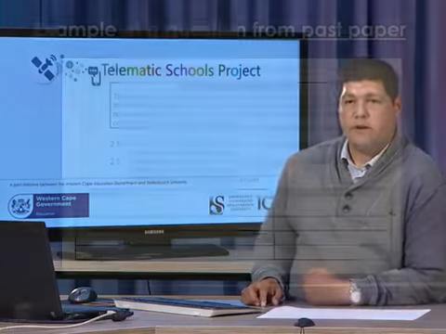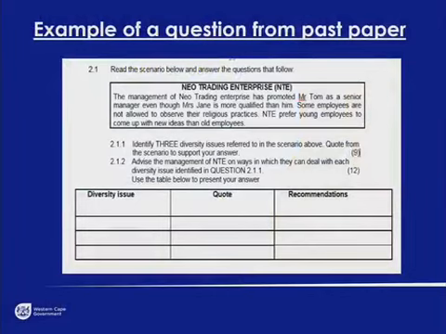So let's quickly answer these questions before we move on to our next topic. Okay, so identify 3 diversity issues. And normally, if they're looking for 3 issues, there'll be 3 or 4 sentences, and each sentence will actually contain an issue. So the first one is the management of Neo Trading Enterprise promoted Mr. Tom as a senior manager, even though Mrs. Jane is more qualified. So we're assuming that Tom and Jane are male and female. So that first issue there is going to be gender.